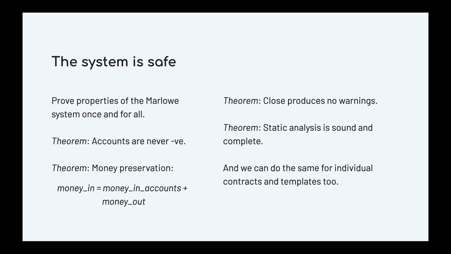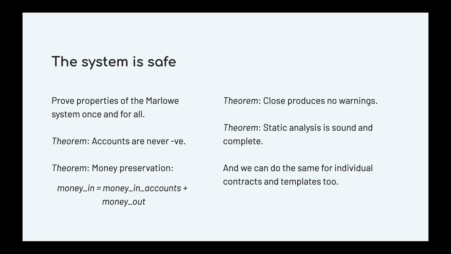Now we're also able to prove other more technical things about the system. So for example, that a close construct will never produce any warnings. So if we're analysing for warnings, we don't need to worry about close constructs. That allows us to optimise the static analysis. And we're also able to prove that the static analysis, which makes a number of simplifications to speed things up, is sound and complete.